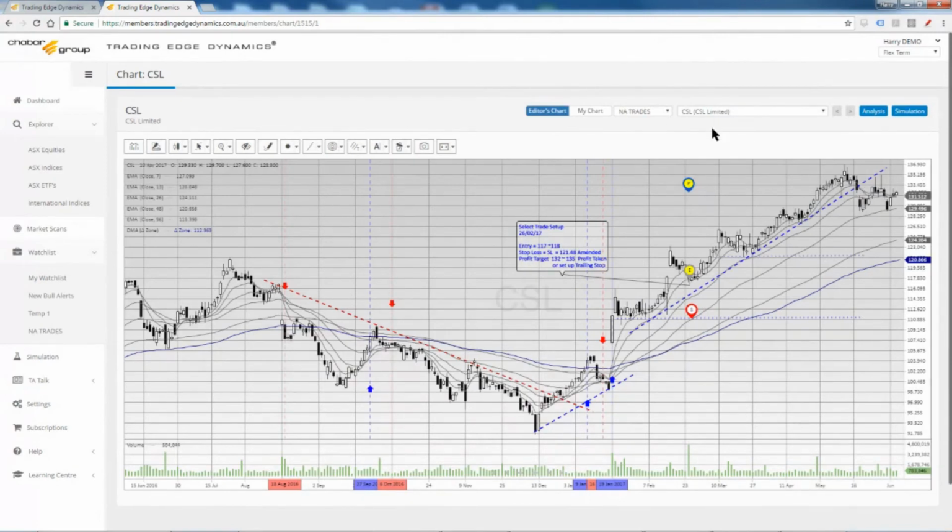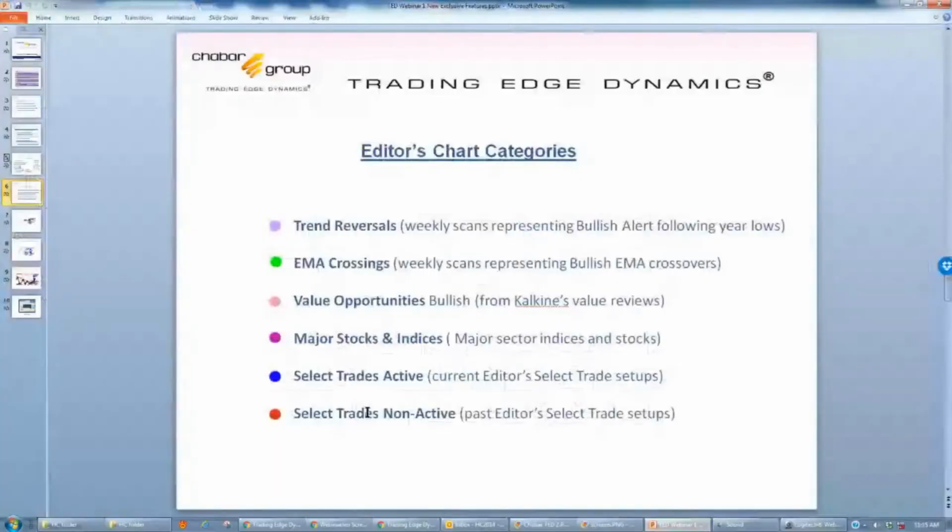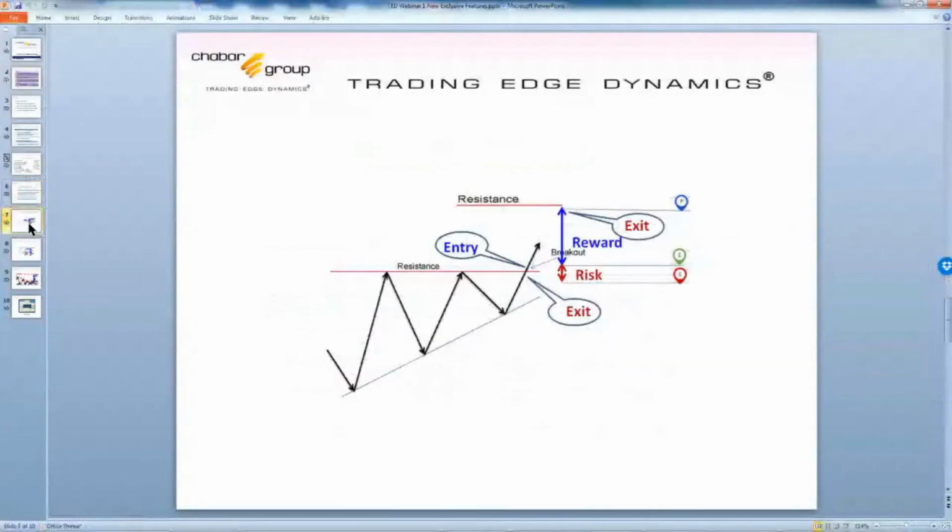Let's look at the criteria that we look at in these trades. It's very important to understand that, and then we'll look at the performance of all these trades. So I just want to show you the criteria that we look at. We look at three major conditions.